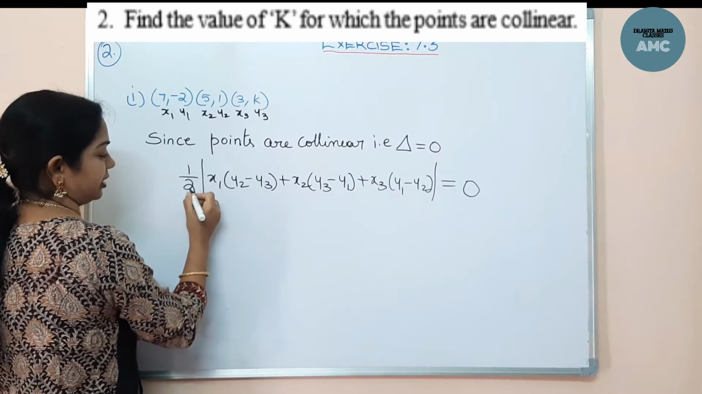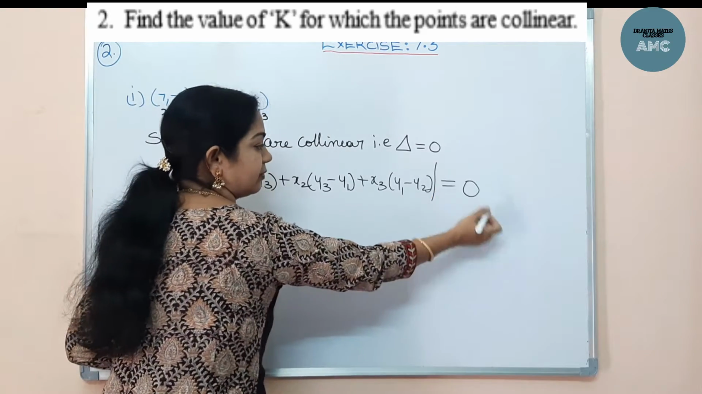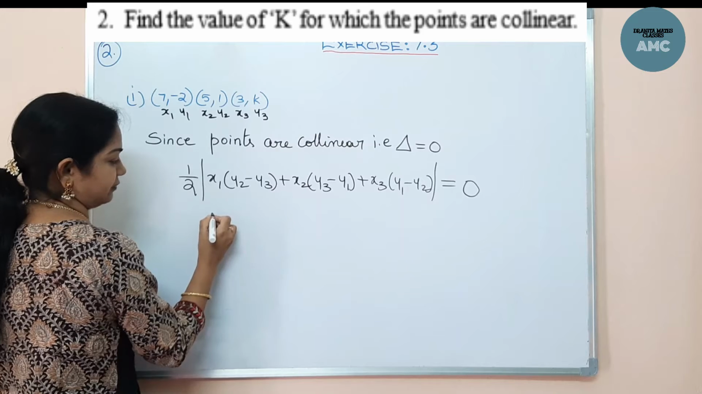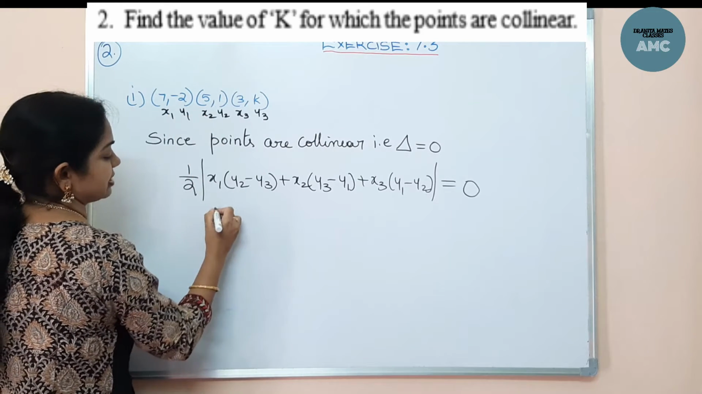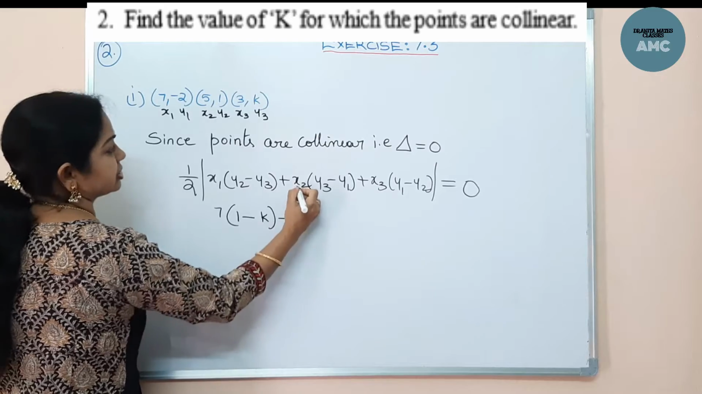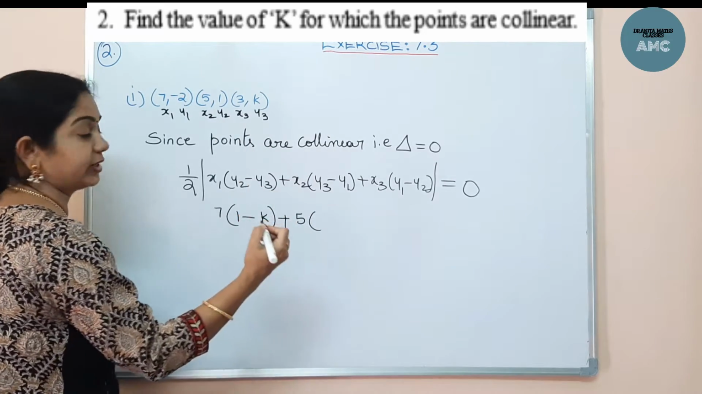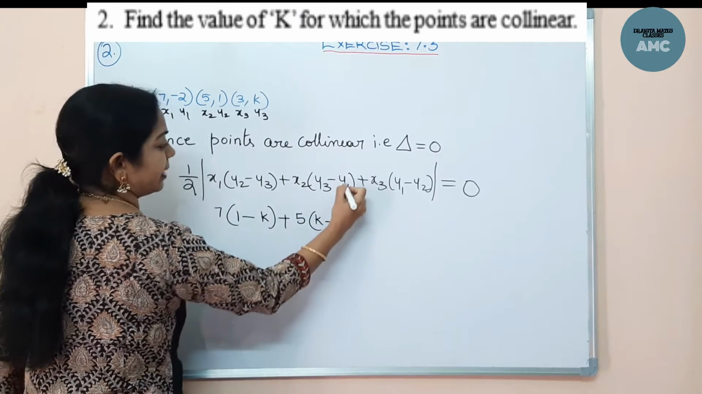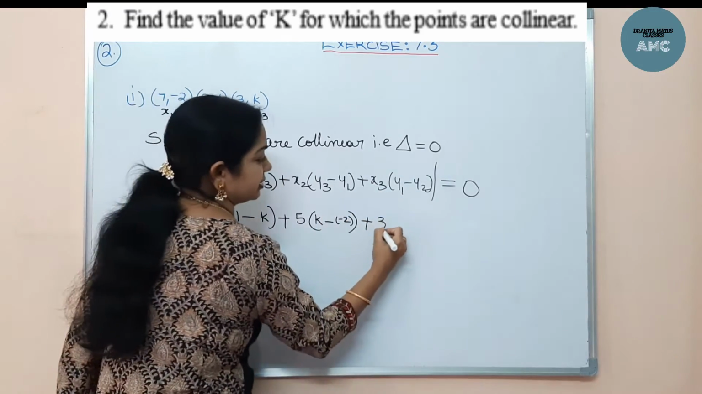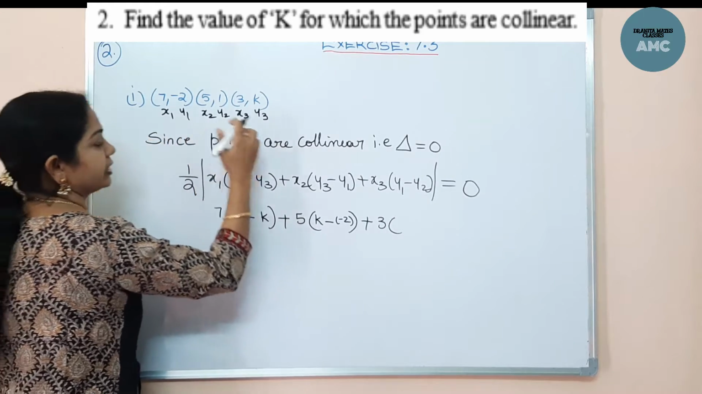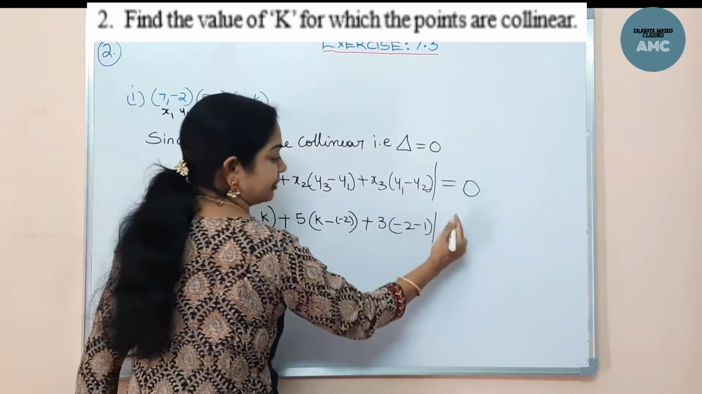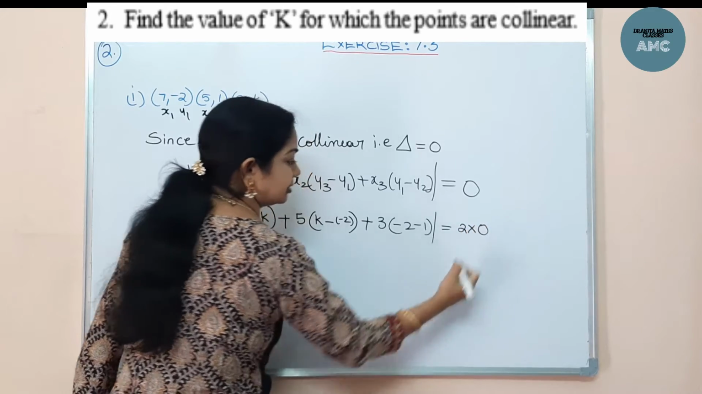Now we will substitute. If I cross multiply the 2 to 0, 2 into 0 is 0, so simply this value will be left over. For x1, I'll substitute the value 7. Then y2 is 1 minus y3 is k, plus x2 value is 5, y3 value is again k minus y1, which is minus 2, plus x3 value is 3, y1 minus y2, so minus 2 minus 1. The 2 I have multiplied there, so 2 into 0 comes to 0.